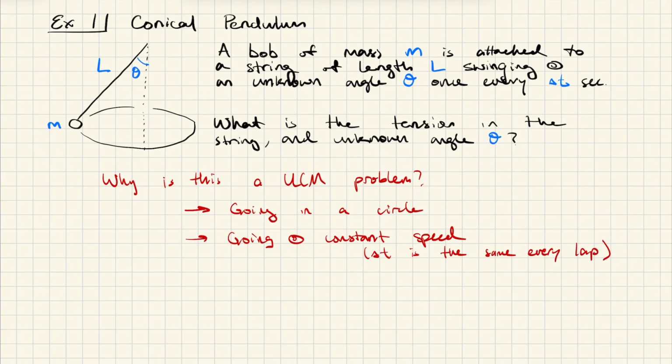Right? If it makes one lap every delta t seconds for every single lap, then we know the speed of this thing is not changing at all, right? And so because we know that this thing is going in a circle at some constant speed, we can say something about the net force. We know that the net force has to be mv squared over r towards the center of the circle.